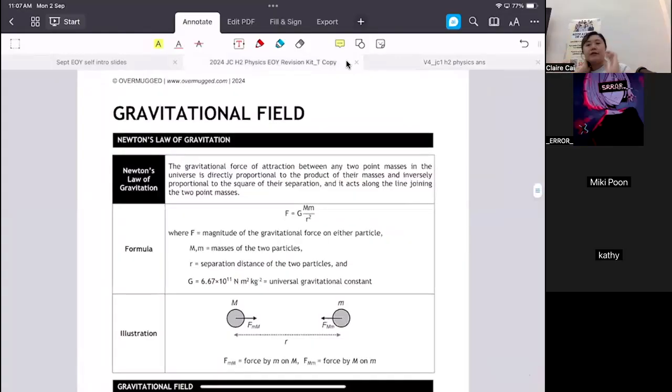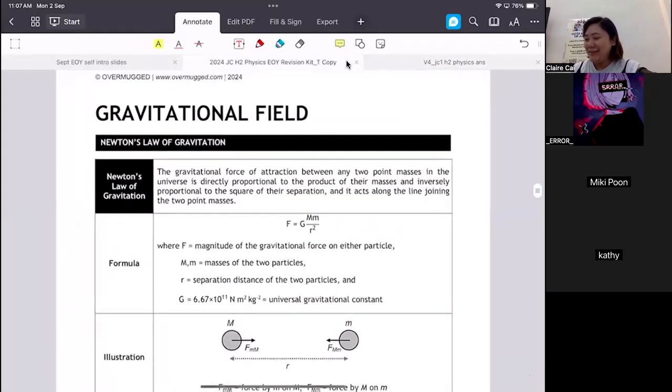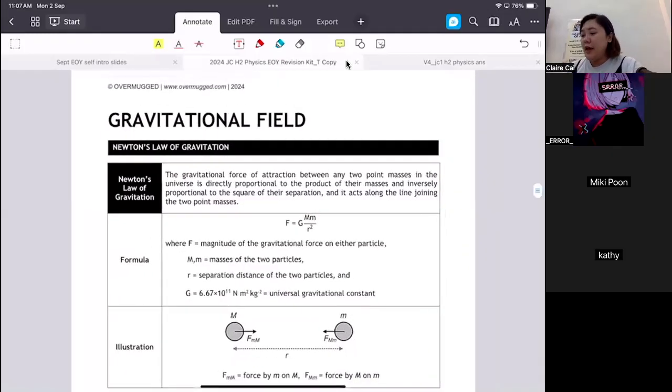Okay, we shall continue with our gravitational field. Traditionally, gravitation and oscillation are both very big topics, meaning you'll definitely see one big long question for your prelim. And they're kind of heavy because you have a lot more concepts and formulas.